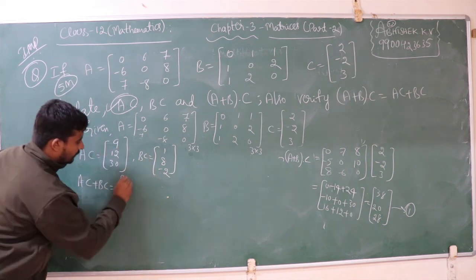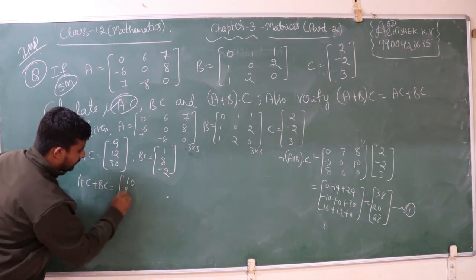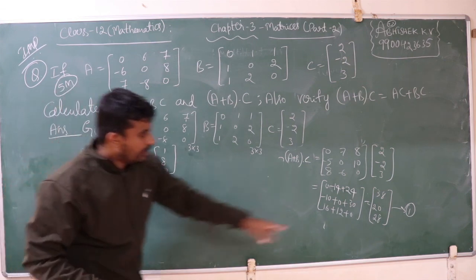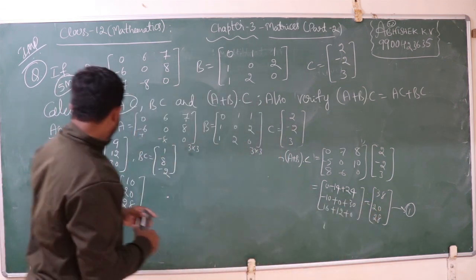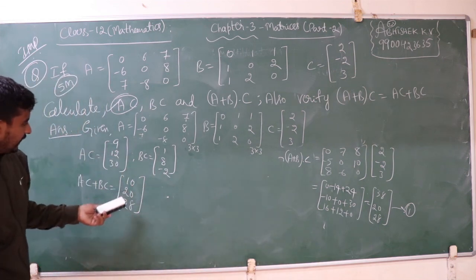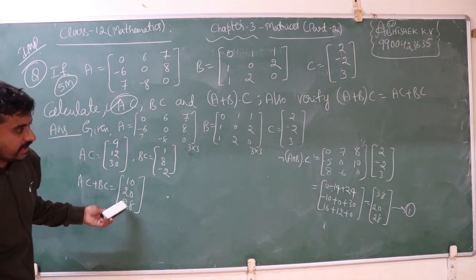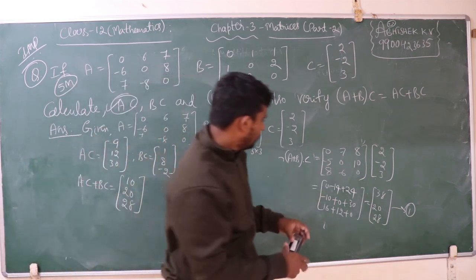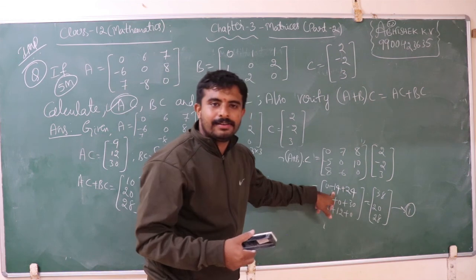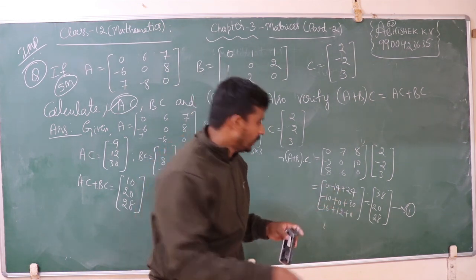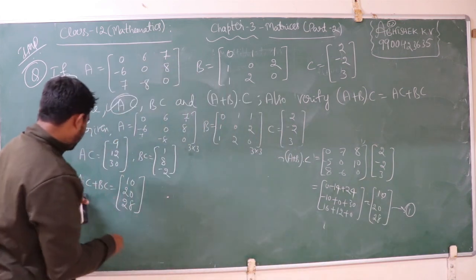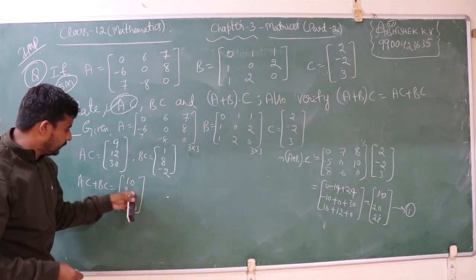See, 9 plus 1, 10. 12 plus 8, 20. 30 minus 2, 28. Yes, 20, and this one is 28. See, 24 minus 14, this is not plus 14. 24 minus 14 is 10. See, AC plus BC is 10, 20, 28.